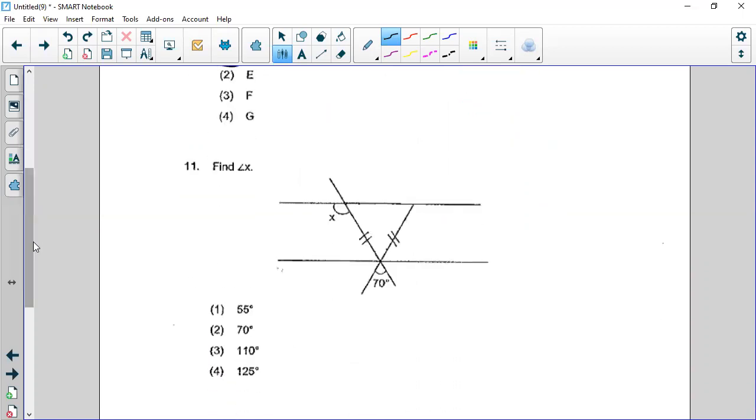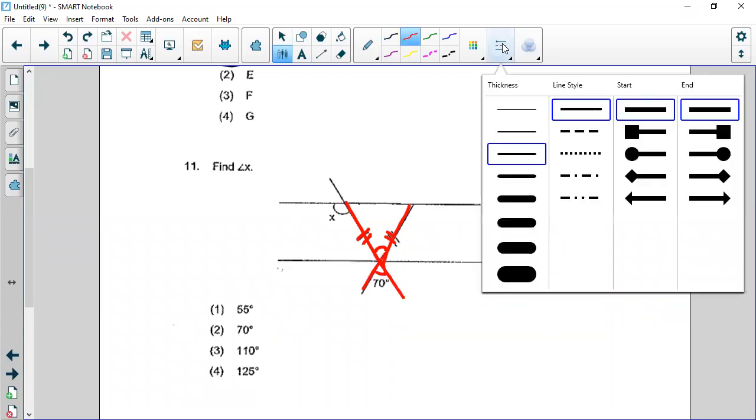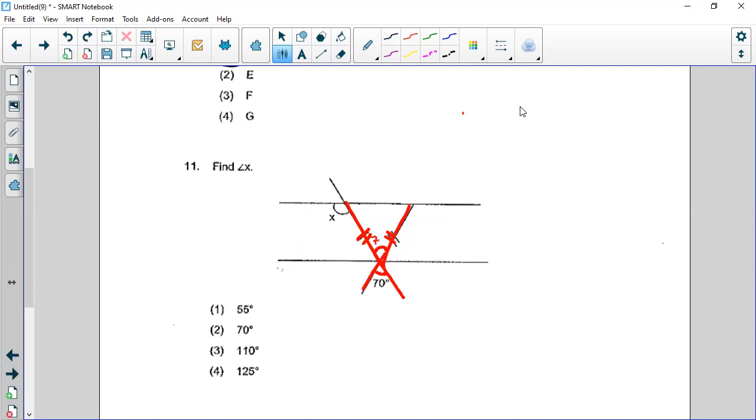Okay, question 11. How do you find angle X? Okay, you can see that there are 2 lines that are equal. How do you know that? Because there are markings there. All right, so is there any easy angle we can find? Yes, X. Every time you see X, you have vertically opposite angles. It means that opposite angles are equal.